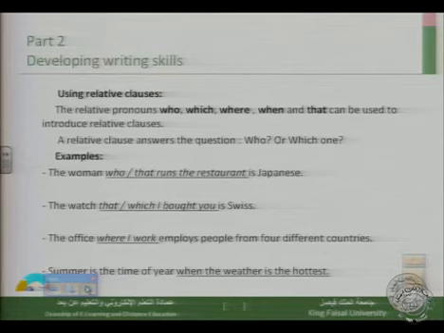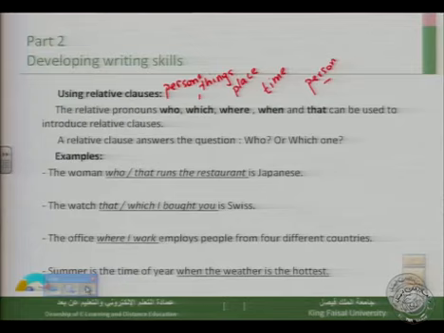Let's explain those relative pronouns. Who is used with persons. So with person, I use who. Which is used with thing or things. So here persons and here things. Where is used with place. When is used with time. And that can be used both with persons and things, okay? So, we have here a relative clause that answers the question who or which one. Examples.